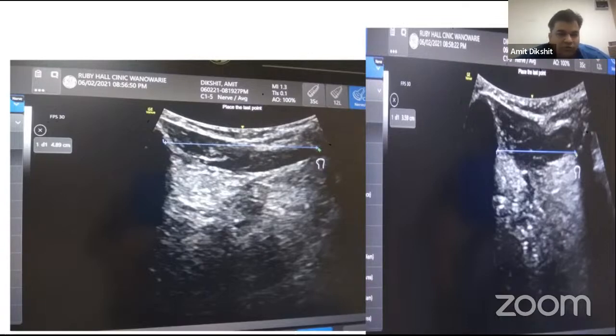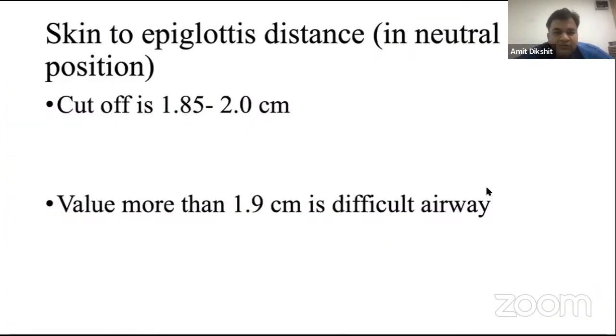When the ratio is almost 1 or less than 1.1, it means the neck is hardly mobile, and we probably have difficulty achieving good laryngoscopic vision. So skin to epiglottis, people are talking about mid epiglottis, where to assess, at the apex, at the mid, or at the base. Different articles do not say where they have assessed, and most of the studies have just come up with a cutoff point of around 1.9 to 2.